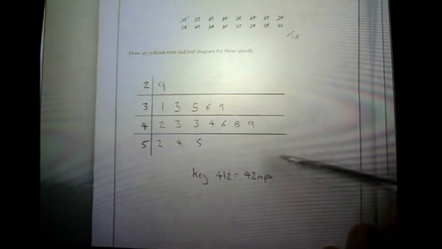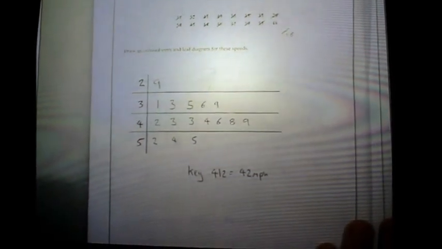Question number 4, stem and leaf diagram. That's what it should look like. The important thing is make sure you've got a key. Make sure these are in order, nice easy marks. I always count up the ones I've got here and check there's 16, because there should be 16 there. Nice and easy.